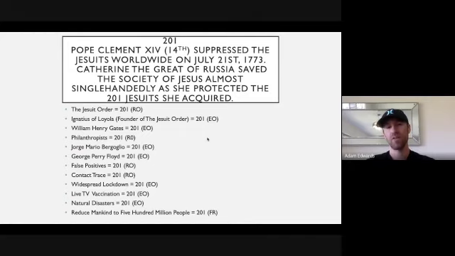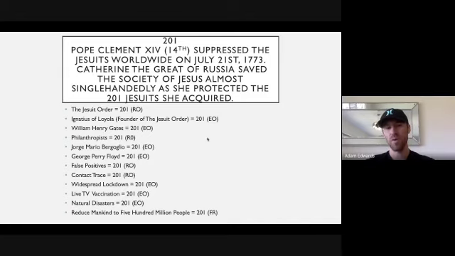So cheers for that, Catherine the Great. Great job for saving these 201 Jesuits. Fantastic, thank you. The Jesuit order equals 201. The people who are running the show in reverse ordinal. Ignatius of Loyola, the founder of the Jesuit order, equals 201 in English ordinal. That is not a coincidence. William Henry Gates, the full name of Bill Gates, the guy who's pushing global vaccinations, equals 201. His dad pushed depopulation, by the way. His dad was the lawyer for the Rockefellers, by the way.